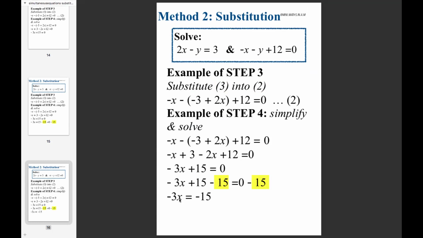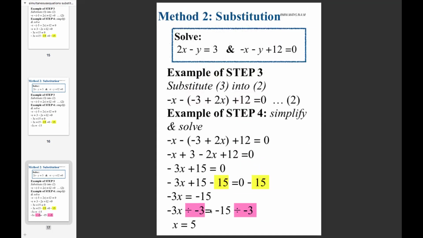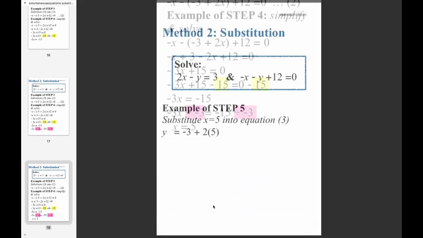Now to get x by itself, we need to move this negative 3. Right now, that negative 3 is being times to x. So we have to do the opposite of times, which is dividing. So we divide both sides by negative 3. And we see that here. So negative 3x divided by negative 3 just leaves us with x by itself. And negative 15 divided by negative 3 gives us 5.